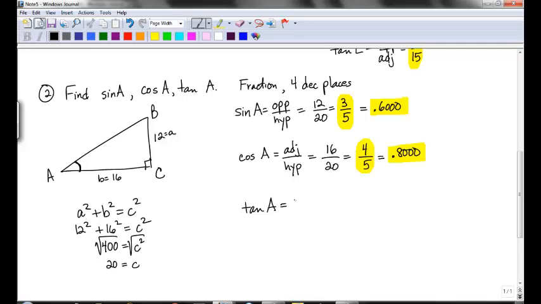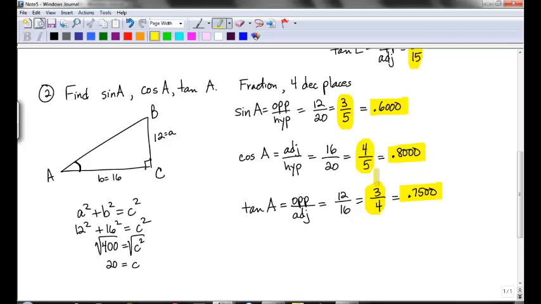Then we need tangent of angle A. Notice where the equal sign is. You write tangent of A and then equals opposite over the adjacent. So the opposite side would be 12, adjacent side 16. 4 would go in there, 4 would go in there. I get 3/4, and that's 0.7500. Okay.